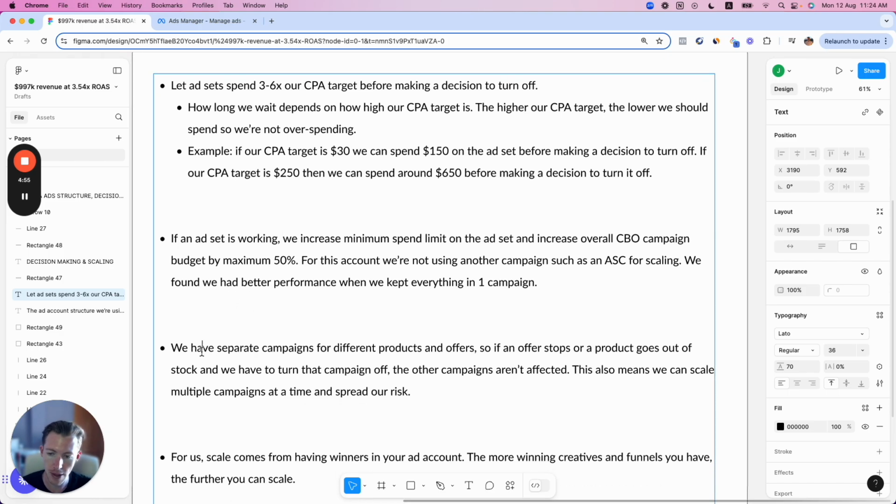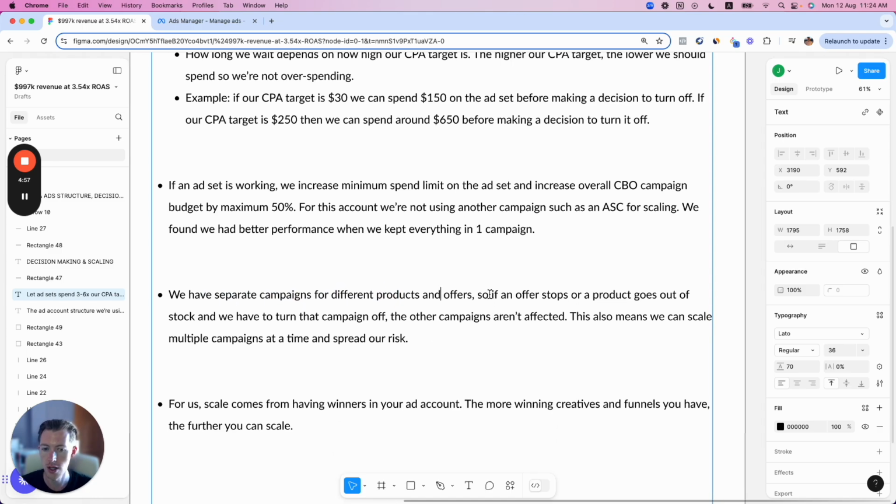And we have separate campaigns for different products and offers, which means if an offer stops working, or a product goes out of stock, and we have to turn that campaign off, the other campaigns aren't affected, right? This also means we can scale multiple campaigns at a time and spread our risk.